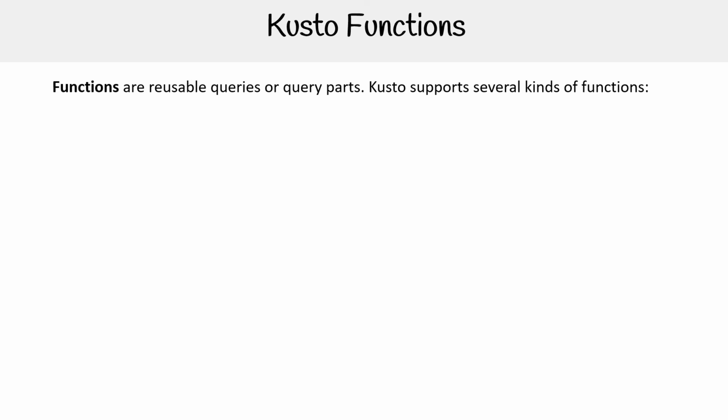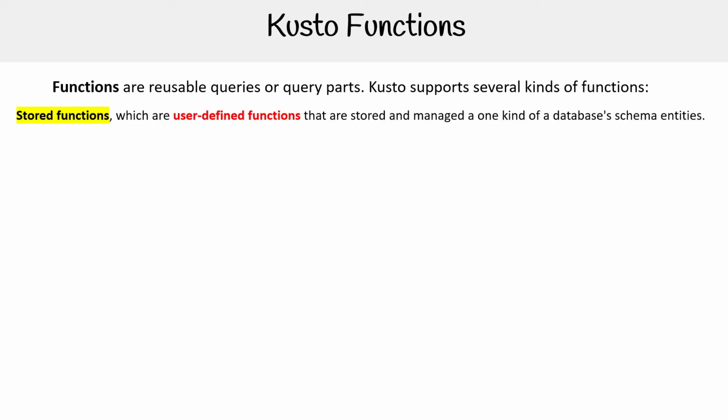Take a look here at Kusto functions, and these are reusable queries or query parts. Kusto supports several kinds of functions, the first being stored functions, which are user-defined functions. These are stored and managed as one kind of database schema entity. Then just to define user-defined functions one step further, they come in two categories.